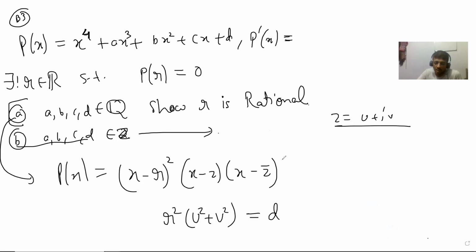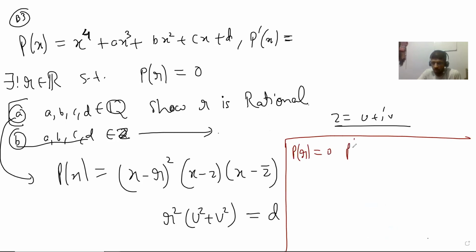See, you know that any repeated root is a common root, right? P of r equals 0 and P prime of r is also equal to 0, right? And r is the only common root, right? Which means that x minus r is the only common factor.